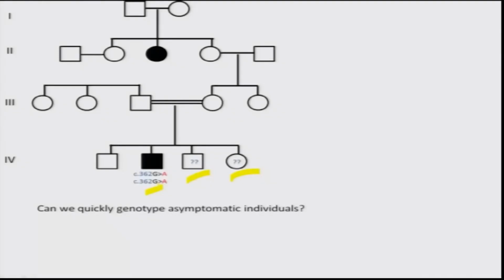So, how will you really go about doing it? Can you quickly genotype these asymptomatic individuals? The answer is yes. There is one powerful technique that we have, which is called PCR, or polymerase chain reaction. Many of you would have heard about it and would have read about this particular approach. What we are going to discuss is how this technique can be used to screen for mutations in individuals.